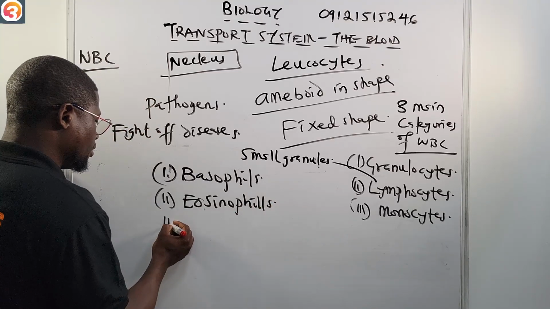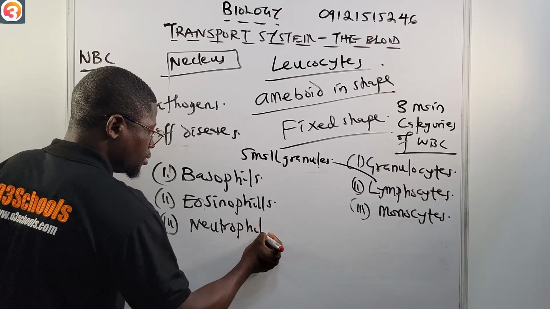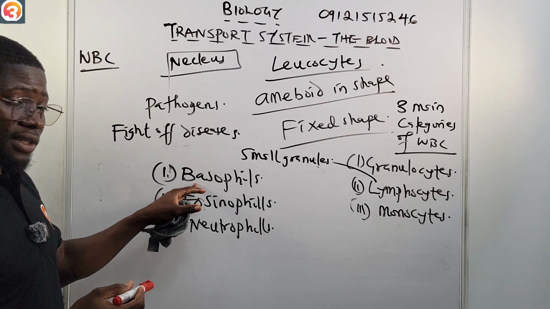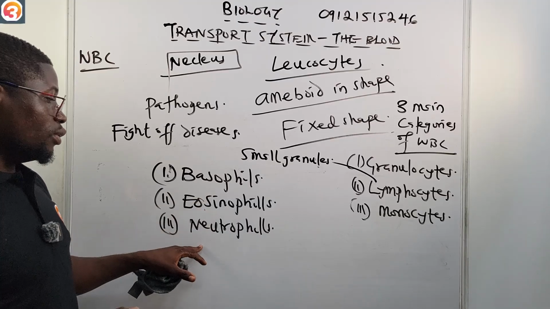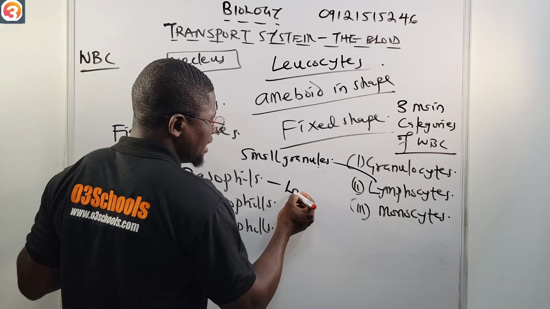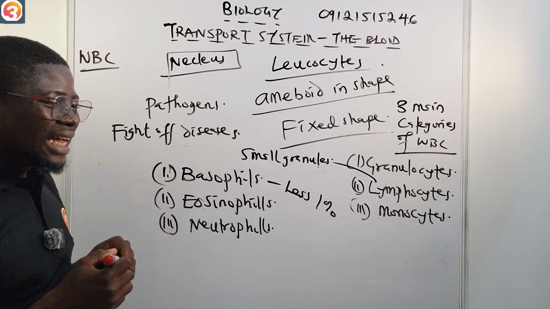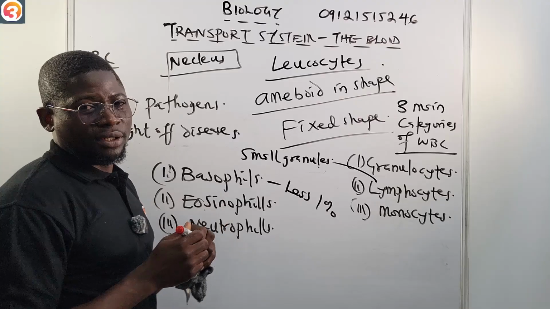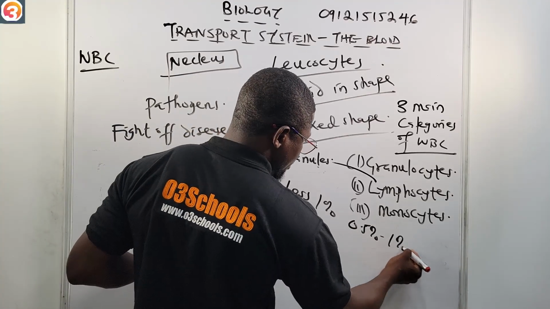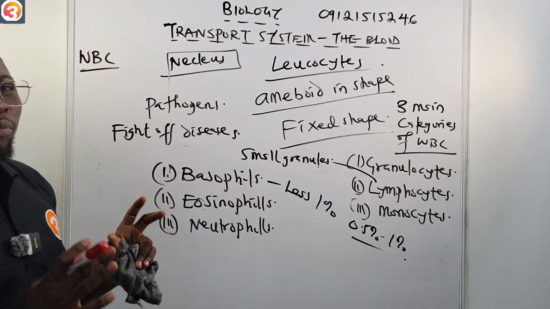Then number three, we now have the neutrophils. Please take note of that. The basophils, the eosinophils, and the neutrophils. Now the basophils contain less than 1% of the total white blood cells in the human body. They are usually present within 0.5% to 1%. They contain less than 1% of the total white blood cells in the body.